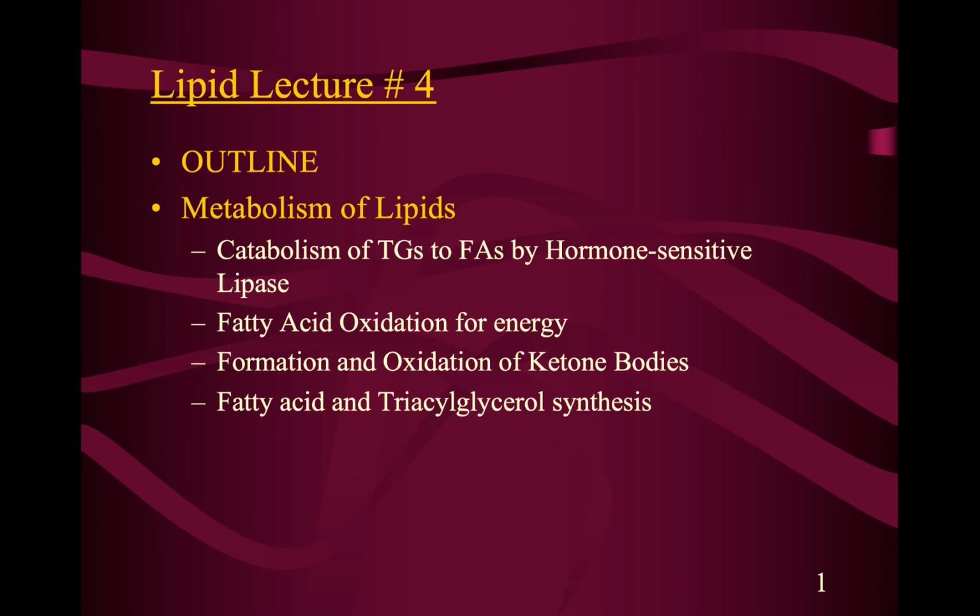Here's how you figure out cycles. The number of cycles equals the number of carbons in a fatty acid divided by 2 minus 1. That makes sense? So if this is 16, divided by 2 is 8, minus 1 is 7.